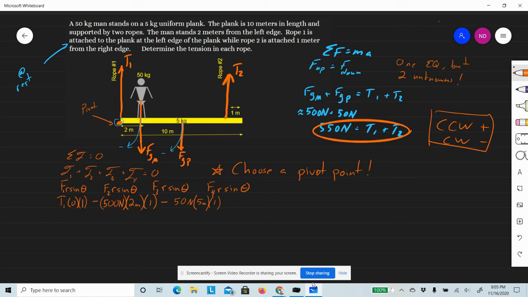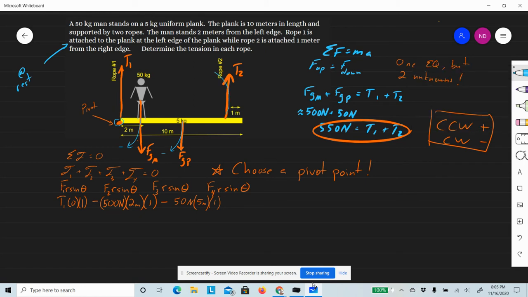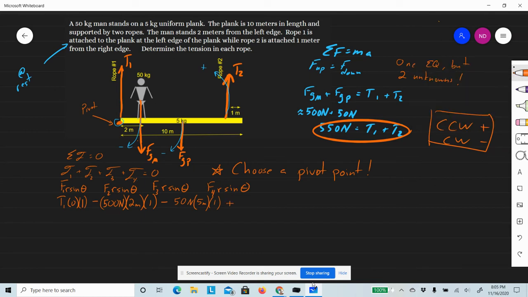That's F3. F4 would be T2. If you didn't have these other things, T2 would cause it to rotate this way. And that would be counterclockwise, so we'll call that one positive. And we don't know what T2 is, but T2 times how far away is T2 from the pivot point? Not all 10 meters, it's 1 meter in, only 9 meters in, times 9 meters, again, times 1.